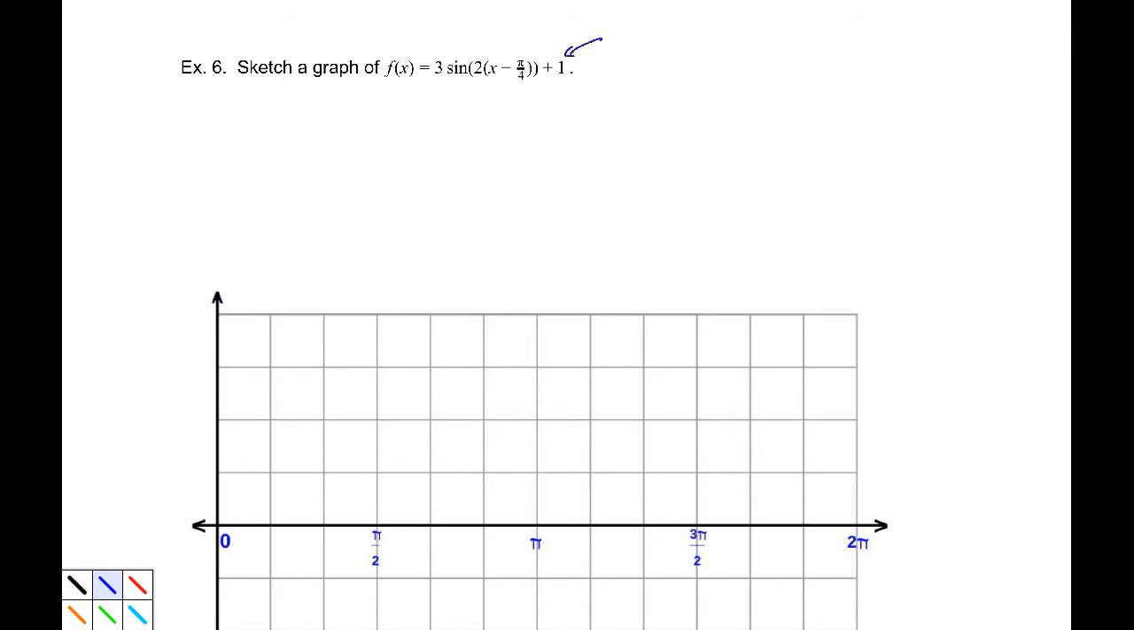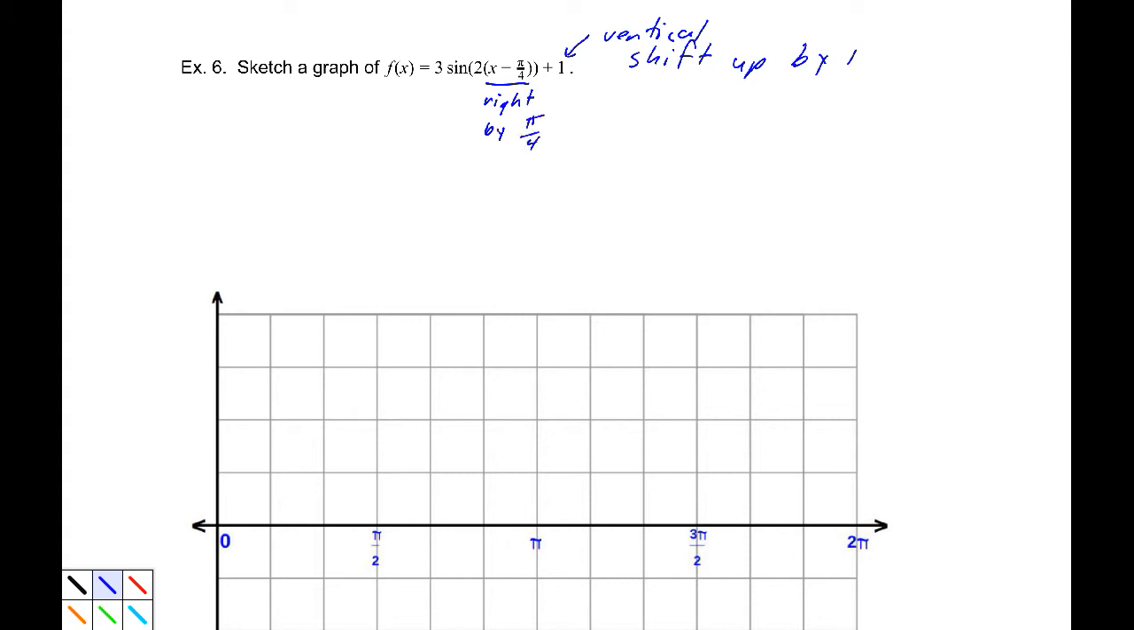So notice that this plus 1 is a vertical shift. A vertical shift up by 1. The function is shifted up by 1. We can see right here, x minus pi over 4, this is a horizontal shift, and it's a right shift by pi over 4.